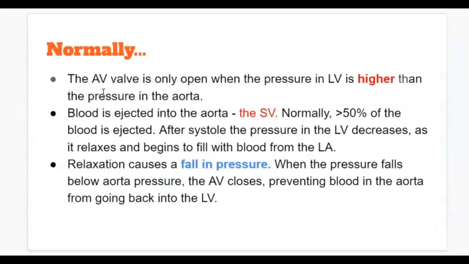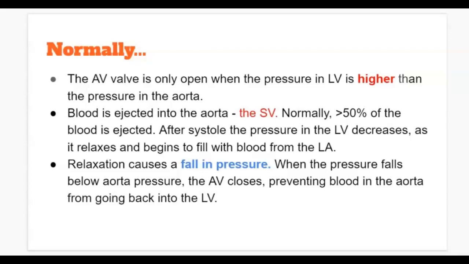So normally, let's just go over how the pressure changes in the heart move blood through the different valves in the heart. Normally the aortic valve is only open when the pressure in the ventricle is higher than the pressure in the aorta. And we're talking about the left ventricle, of course, because that feeds the aorta, right? So blood is ejected into the aorta. That's referred to as the stroke volume, somewhere between 70 and 100 mLs per beat normally. And greater than 50% of that blood is ejected, right? Because we get our EFs, greater than 55% is normal.